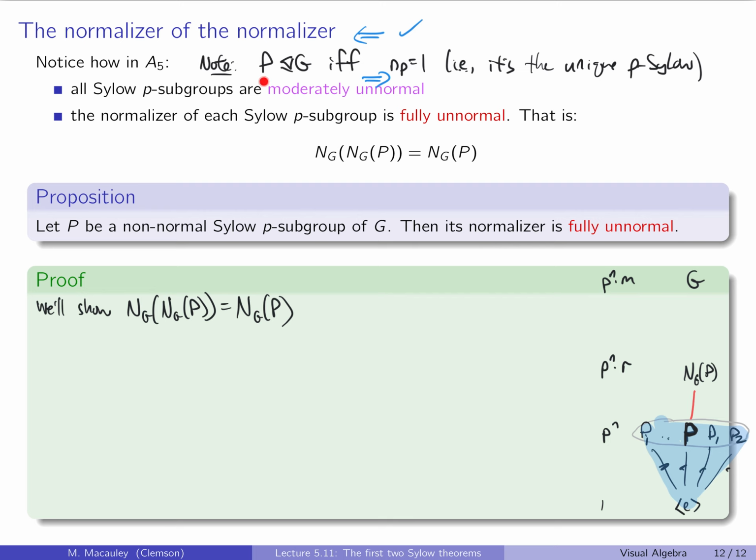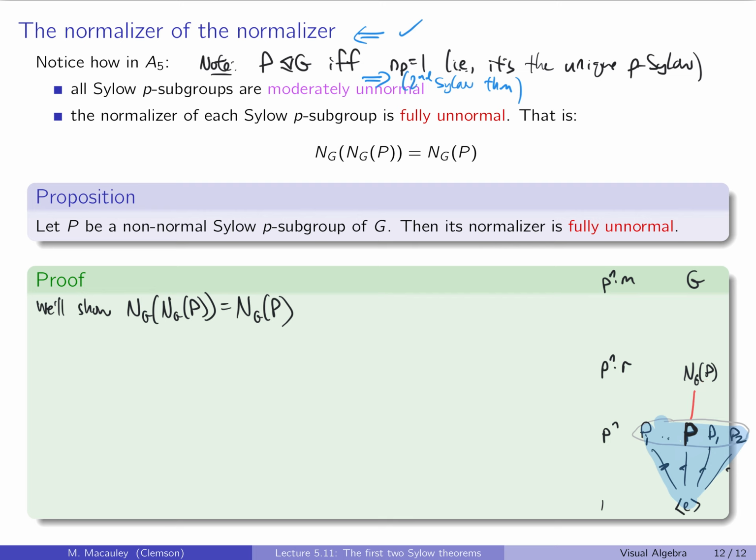So if P is normal, we know that there might be multiple conjugacy classes of order 2 subgroups in, like, D4 or D6. But by the second Sylow theorem, all Sylow maximal subgroups are conjugate. So if P is normal, and it has to be conjugate to every other subgroup of its order, then it has to be the only one. So this is by the second Sylow theorem.